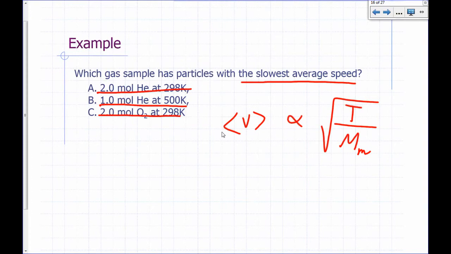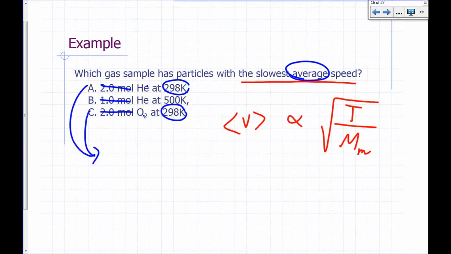So let's compare then temperatures. Okay, so notice that it doesn't matter how much you have. Again, anytime you're comparing averages, it doesn't matter how much you have. So temperature 298 Kelvin versus 298 Kelvin, helium versus O2. So let's compare A and C. Which one has a bigger molar mass? Molar mass of O2 is larger than helium, right? So you've got a bigger denominator for O2.